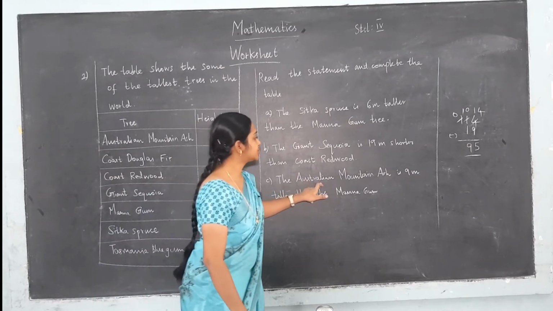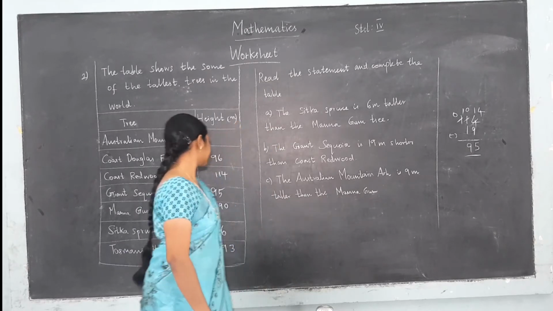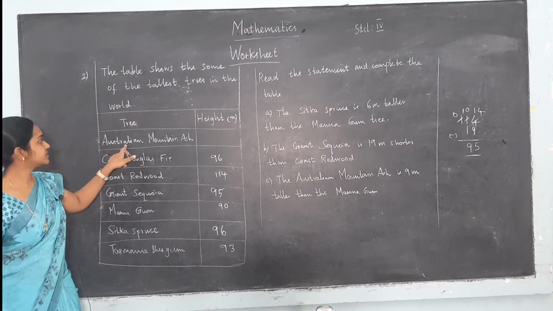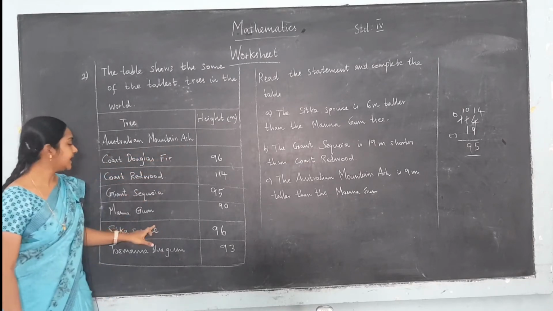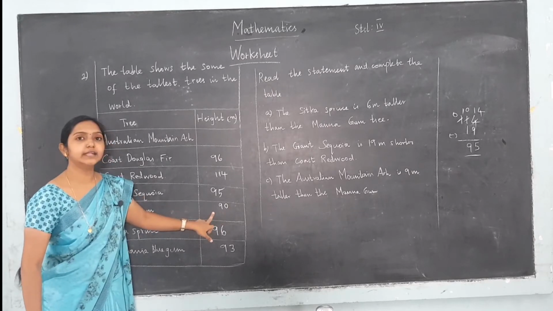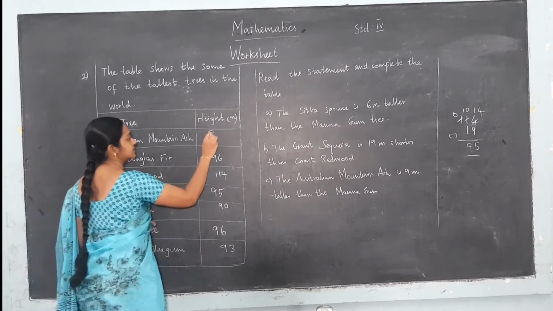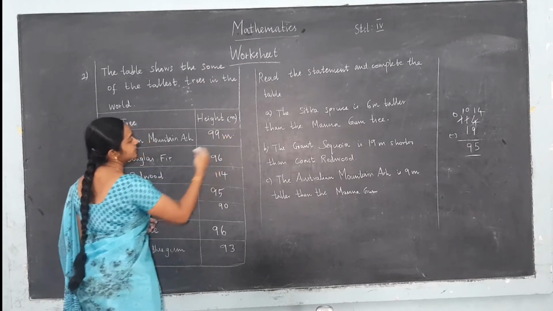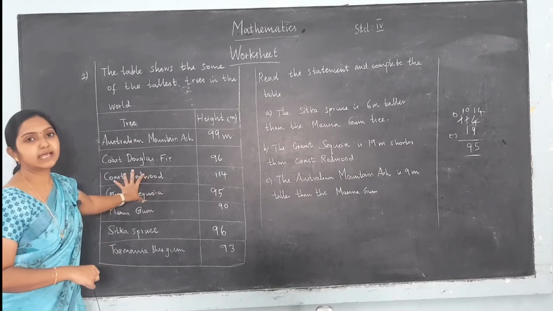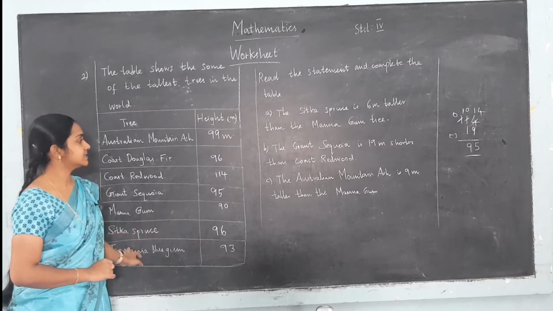Next, the Australian Mount Ash is 9 meter taller than Manna Gum. With Manna Gum's height we have to add 9 meter. 90 plus 9 is 99 meter. So we have filled the blanks in the table. We have completed the table and this is the answer.